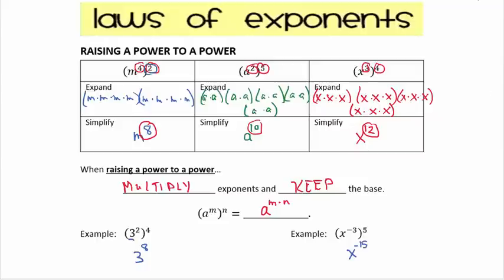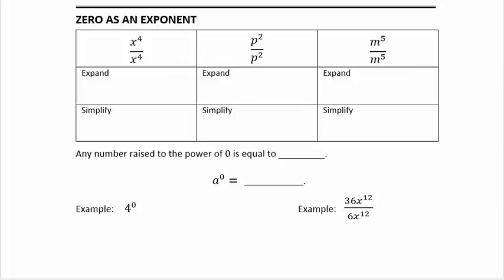Okay? One more rule to rock and roll through here real quick. And this rule is 0 as an exponent. So I'm going to work this out. I have x to the 4th over x to the 4th. So that's 4 x's on top, 4 x's on bottom. If I remember my rule when I'm dividing, I do x to the 4 minus 4, right? All right, so x to the 4 minus 4 is x to the 0.